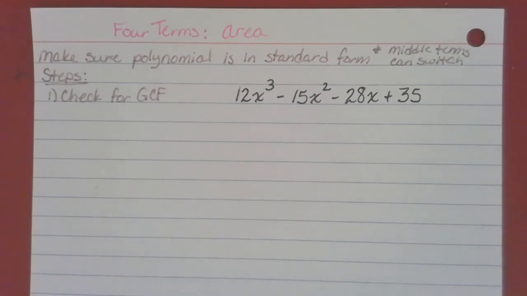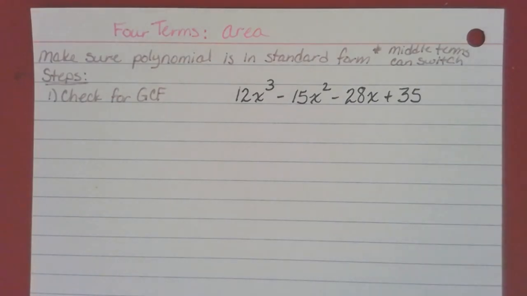And our steps are always to check to see if there's a GCF. This problem is the same one we did in the other video, and there is no GCF, because each term doesn't have an x, so I can't pull an x out of everything. And there is no number other than one that goes into 12, 15, 28, and 35.